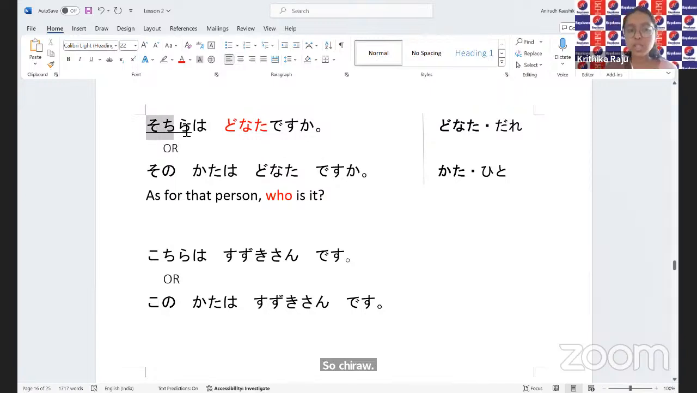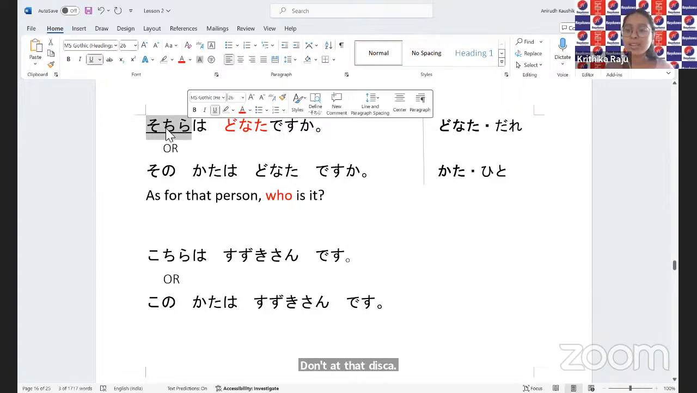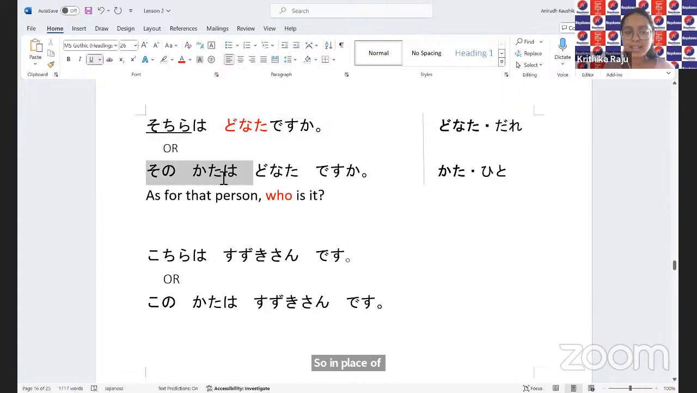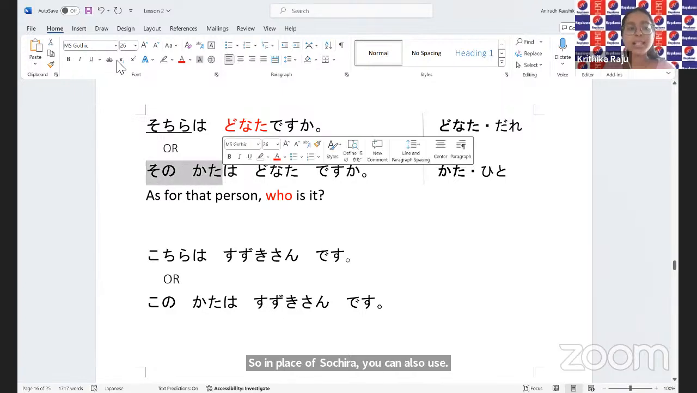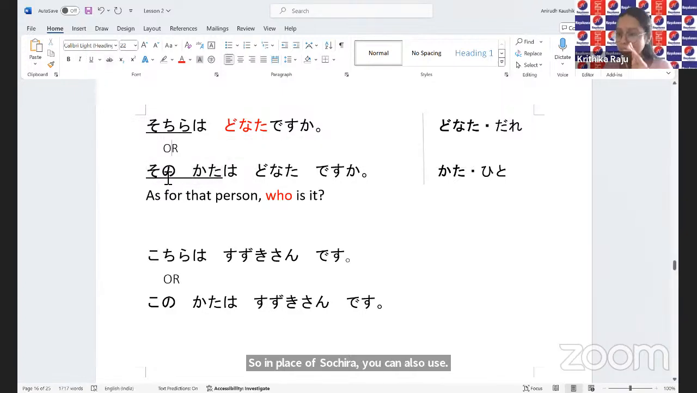So in place of sochira, you can also use sono kata. Sono is the second set. Kata is the word for person. It's a noun, so sono is immediately followed by the noun kata. Sono kata translates to that person. We saw this in the last class. So you can also replace sochira with sono kata and say, Sono kata wa donata desu ka?